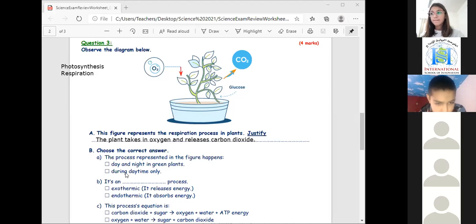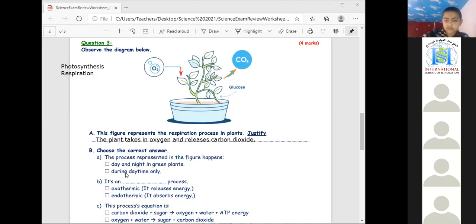Okay, we're talking about the breathing process, the respiration process. Does it happen day and night or during daytime only? Day and night. This process happens day and night. So, does this process release energy or absorb energy?